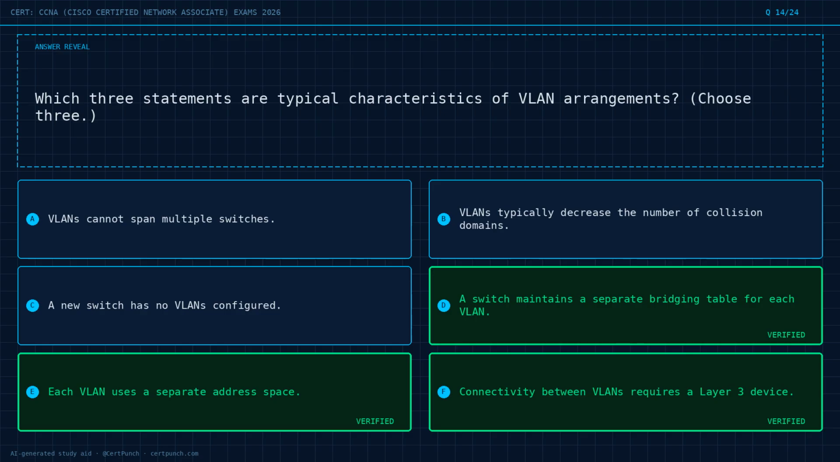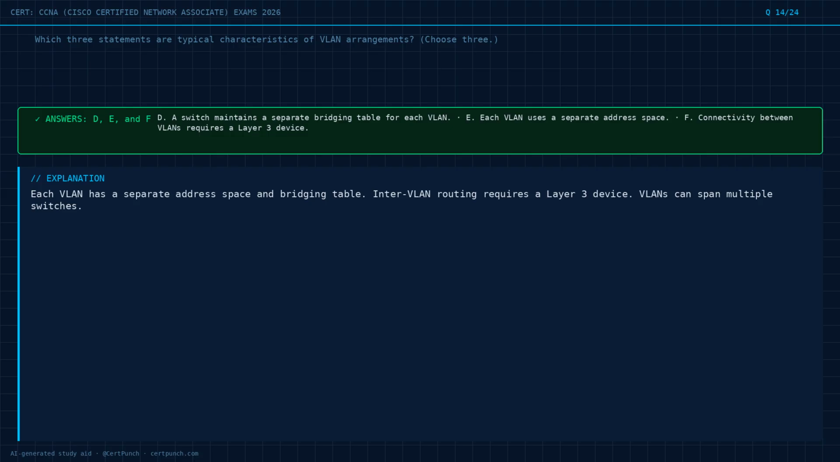The correct answers are options D, E, and F. Why it works. Each VLAN has a separate address space and bridging table. Inter-VLAN routing requires a Layer 3 device. VLANs can span multiple switches.